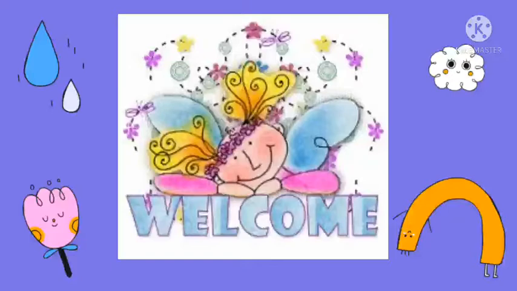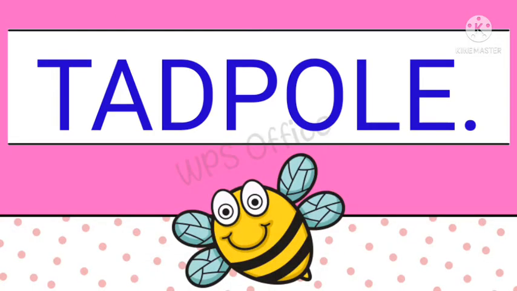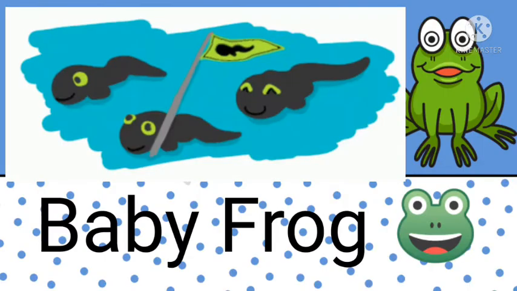Our topic for today is the tadpole. Today we'll be talking about the tadpole, the life cycle of a frog, and also the life cycle of a butterfly. Children, a tadpole is known as a baby frog. The baby frog is called a tadpole.